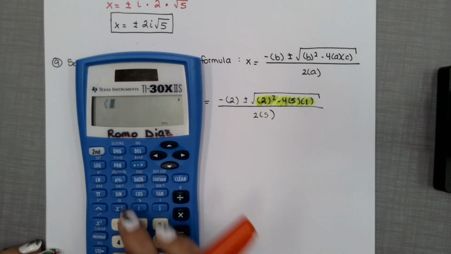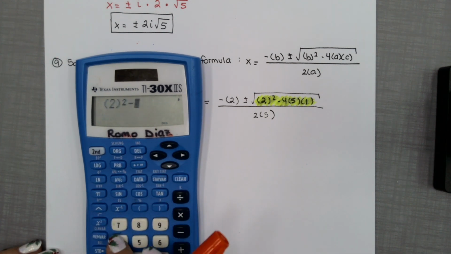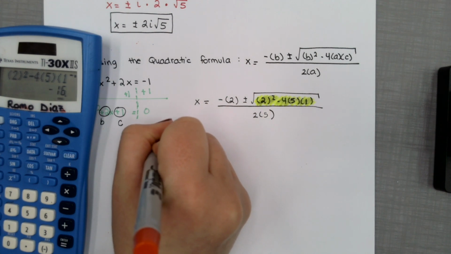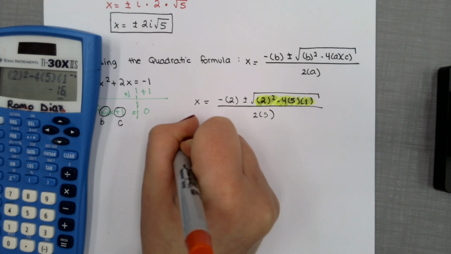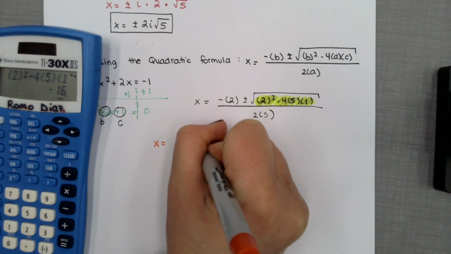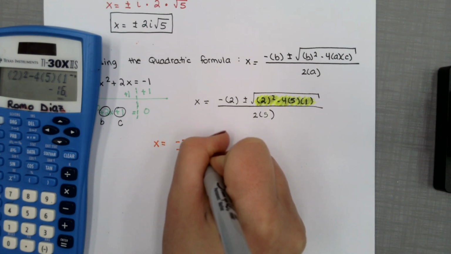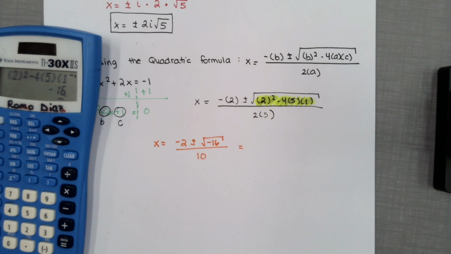We have 2 squared minus 4a, which is 5, c, which is 1. Pressing enter, we get a negative 16. Not the worst thing, it is negative, so that means we have no real solutions. That means our answer is going to be imaginary. But I'm also happy that it's 16 because we can deal with 16.